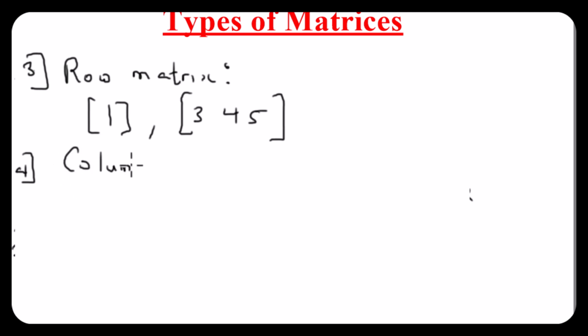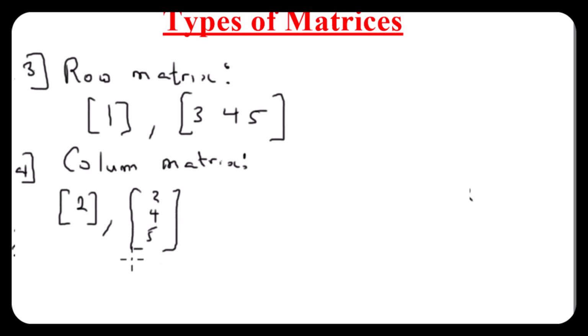So also we have the column matrix. Column matrix. So again, this is a matrix that has a single column. So this is another example. So this is a column matrix. So also we have 2, 4, 5. So this is also a column matrix.